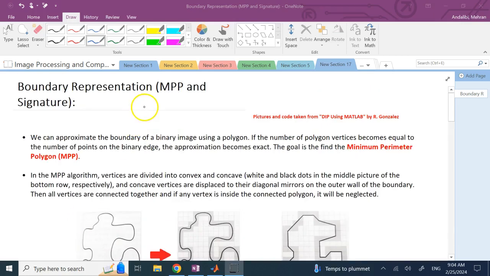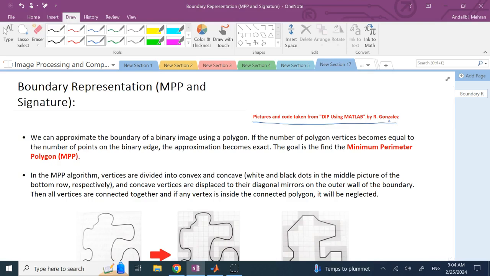So here we're going to look at two algorithms. One of them is MPP, which is the Minimum Perimeter Polygon, and the second one is called Signature. And so the material here are again taken from pictures and the code taken from the book Digital Image Processing using MATLAB by Rafael Gonzalez and his colleagues.